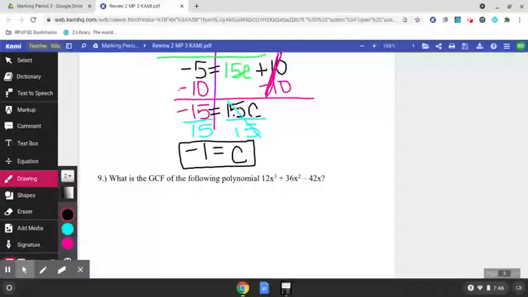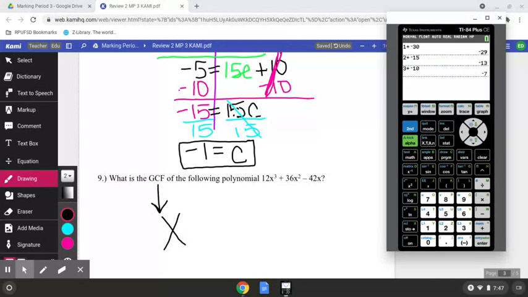So I want to know the GCF of these 3 terms. So the first thing I notice here is that all 3 of these have a common letter, right? They all share an x. So part of my GCF I know has to be x. There's nothing I can debate about that. There's an x in everything.